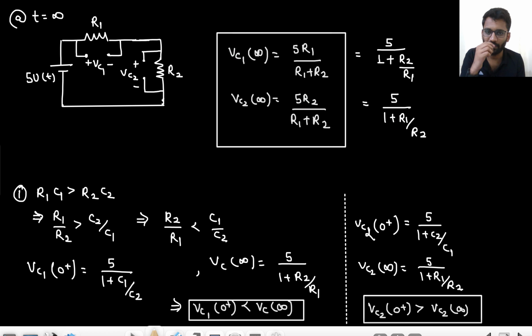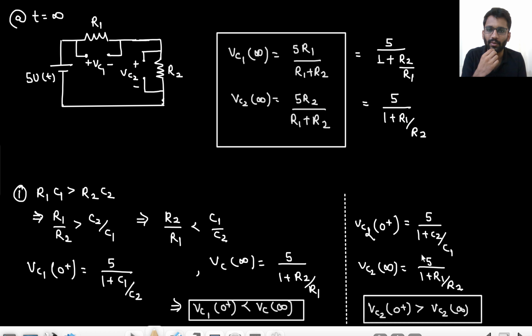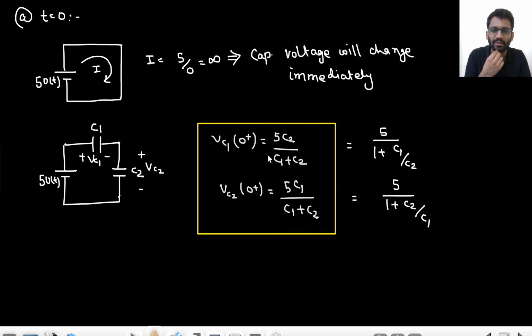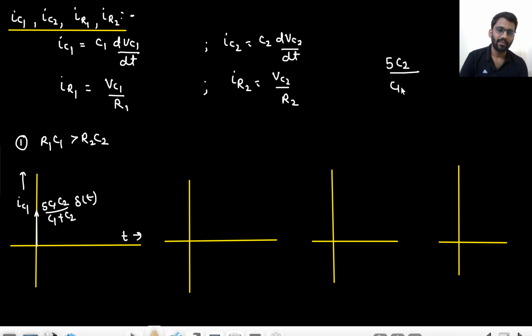Okay, what will be the magnitude of the impulse? The change in the voltage, from 0 to some value, that is 5C2 upon C1 plus C2, into the change in voltage into the capacitance value, that is C1. So it would be 5C1C2 upon C1 plus C2 delta T. What was the change in voltage? From 0 to 5C2 upon C1 plus C2.